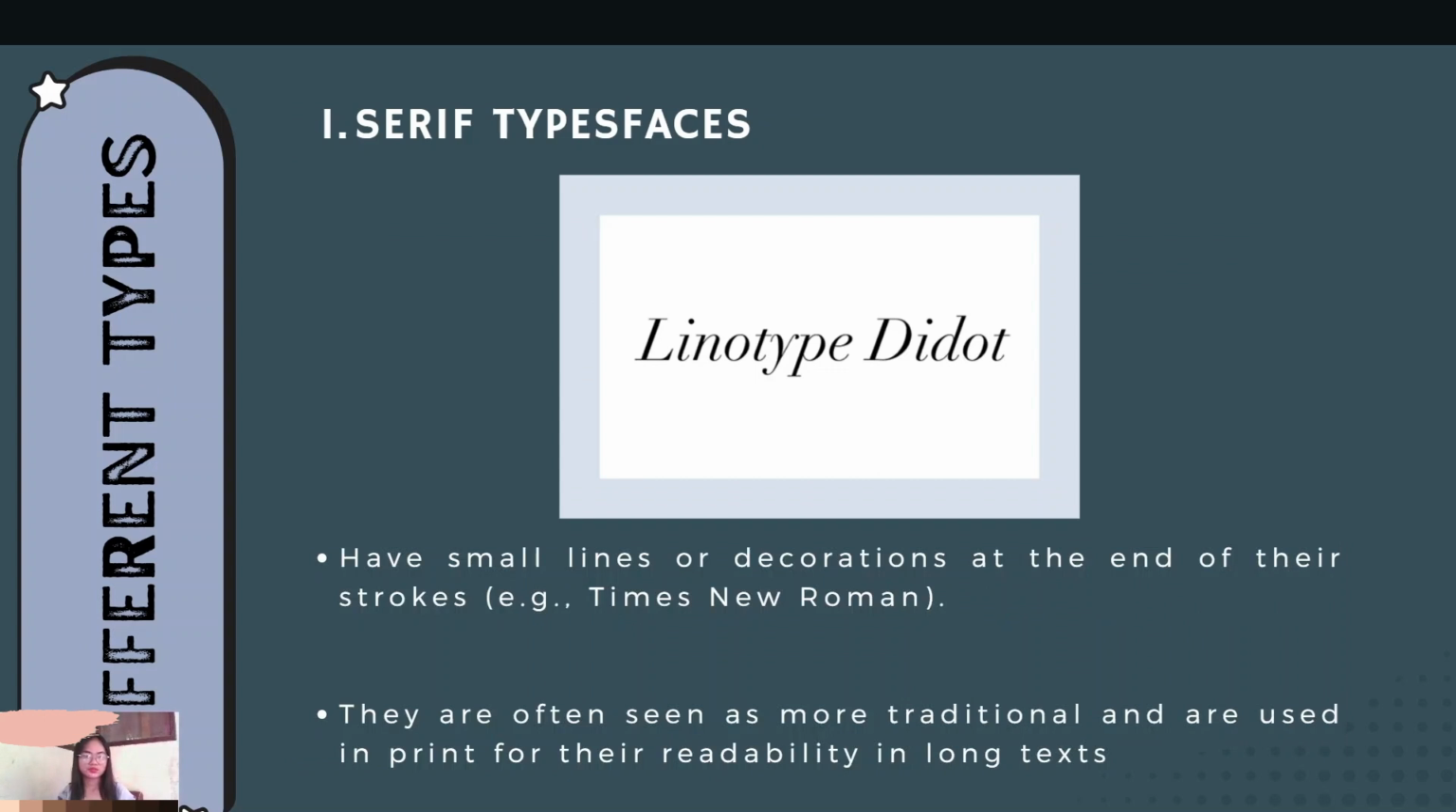And we have the first example of typefaces. Number one is the serif typefaces. Serif fonts have small lines or decorative strokes at the end of their letters, known as serifs. They are often seen as traditional and formal, making them popular for printed materials like books and newspapers. Examples of serif typefaces include Times New Roman, Garamond, and Georgia, which enhance readability and give a classic look to the text.